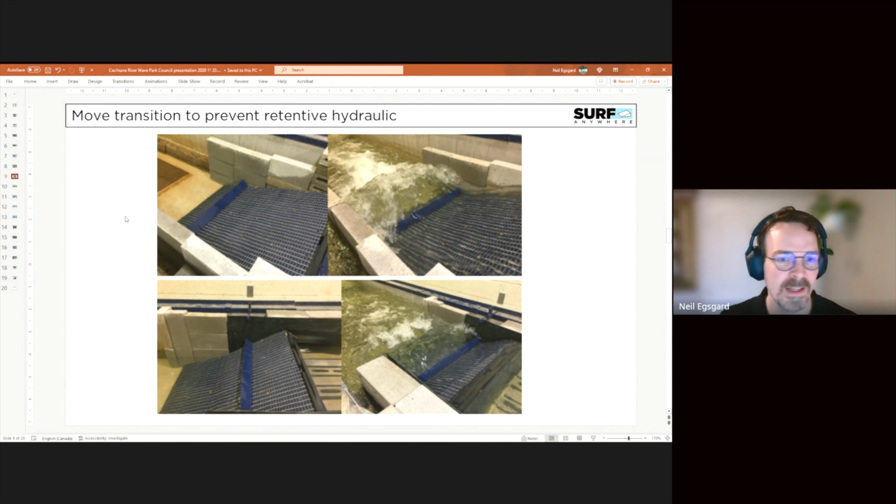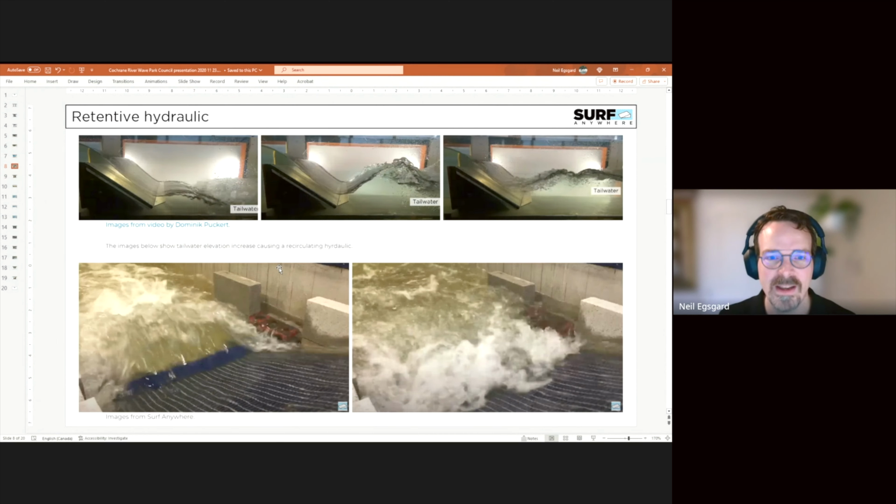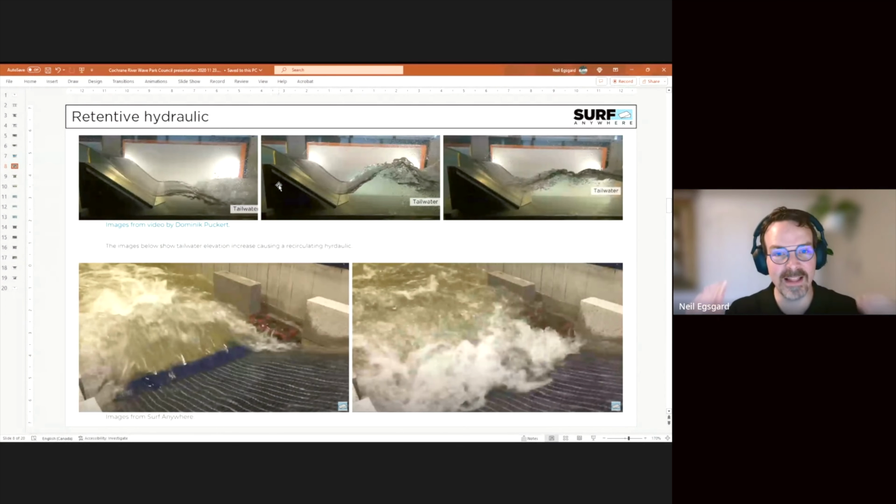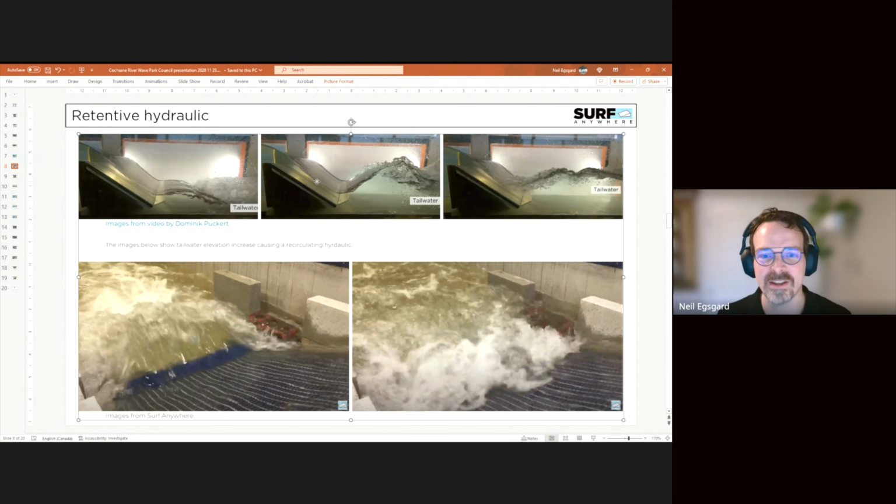I'm going to go back up to one. If you can change this structure, if you can lower this structure and make less of a drop, then there's less energy and there will be less of a recirculation, because you won't have the drop that provides the energy for the recirculation.